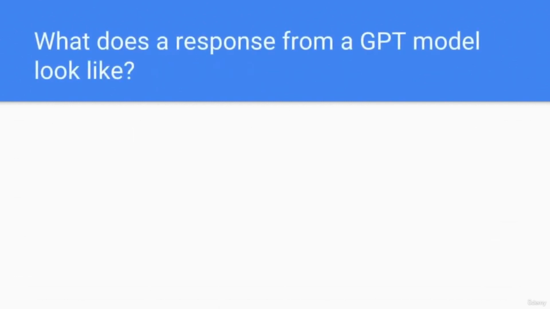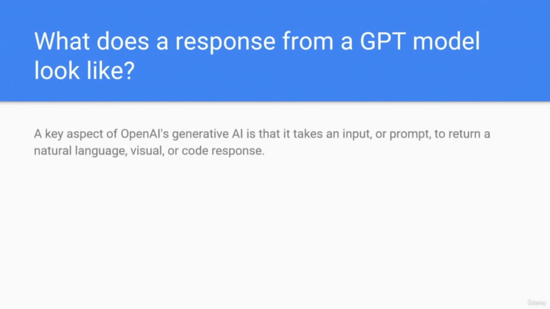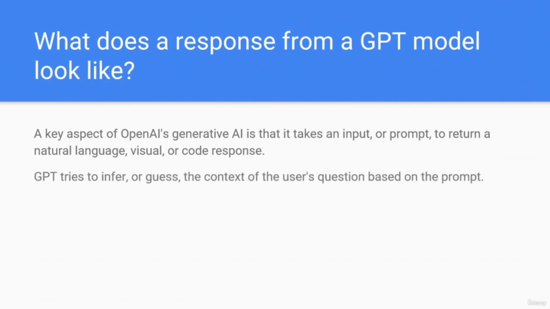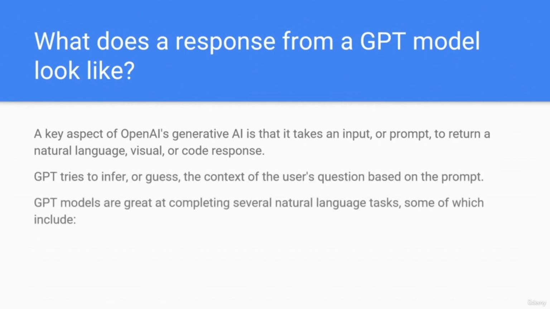Now, what does a response from a GPT model look like? A key aspect of OpenAI generative AI is that it takes an input or prompt to return a natural language, visual, or code response. GPT tries to infer or guess the context of the user's question based on the prompt. GPT models are great at completing several natural language tasks, some of which include the following.